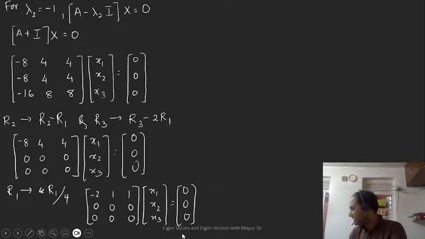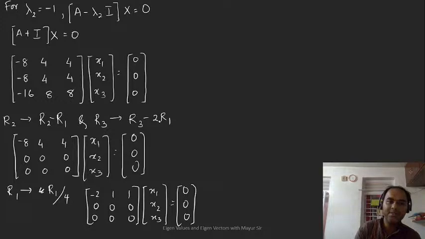Yeah, now we will go further. How to handle this case? This case, here starts the whole thing. You have to understand what is the rank. First write down the rank of A minus lambda 2 I. What is this A minus 2I?